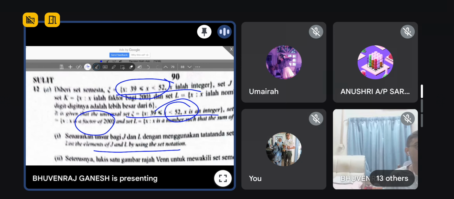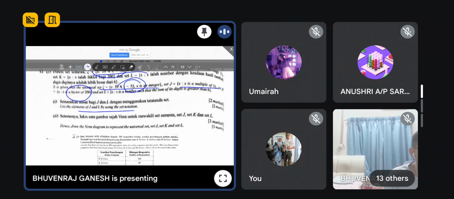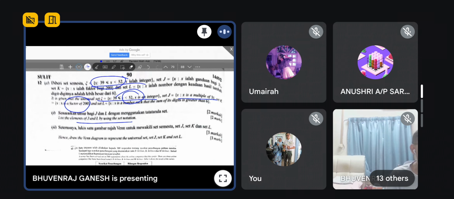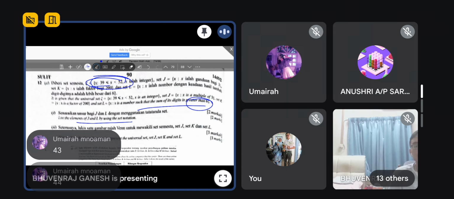Okay, this one the answer got mistake actually. Let me see. Sorry guys. I also tanya the soalan salah. They asked for L. Okay, sorry. Okay, so for L, mereka nak hasil tambah digit lebih besar dari 6. So can anyone tell me 2 digit within this range? You plus 2 digit is higher than 6.